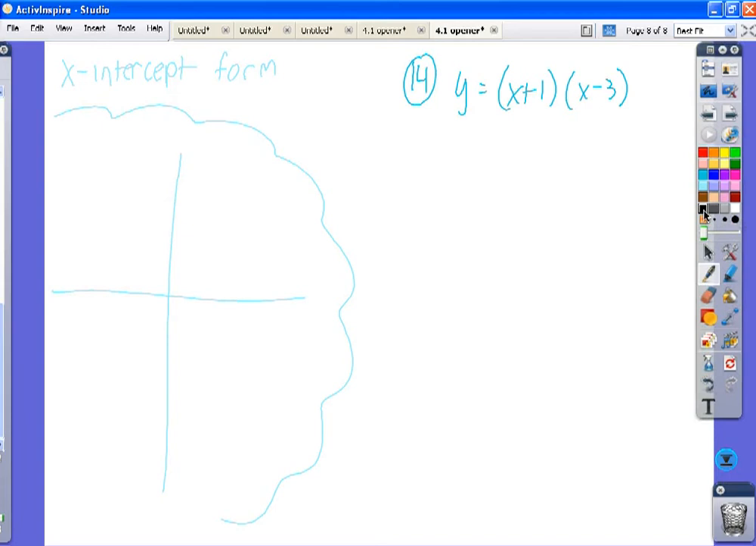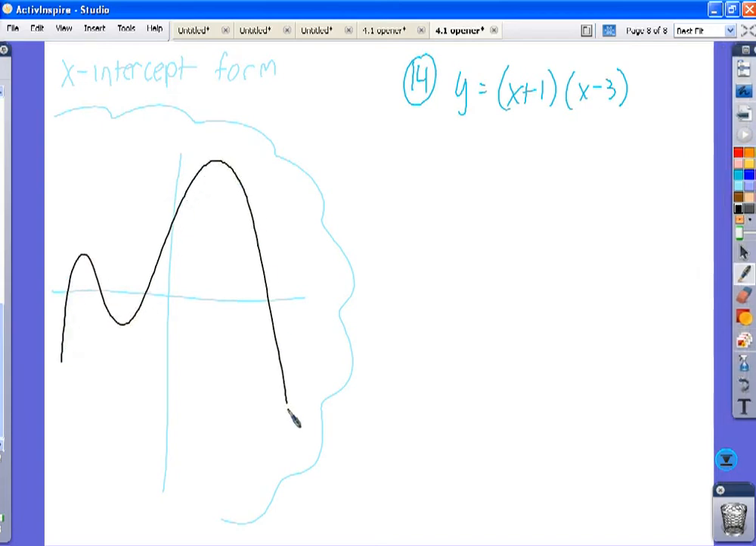Okay, let's do it this way. The cloud is just us remembering stuff. I've drawn this graph. How many x-intercepts does this graph have? We see 4, because it intersects the x-axis 4 times. Here's a 1, 2, 3, and a 4th x-intercept. That's what an x-intercept is.